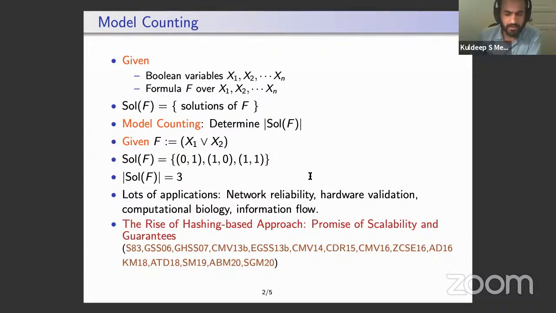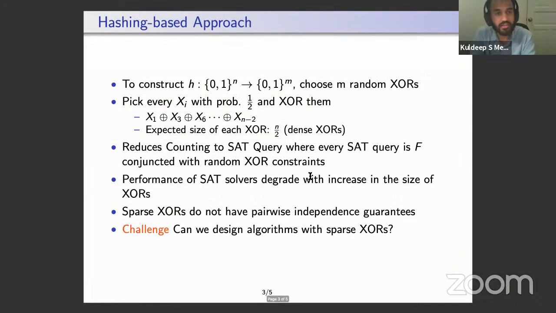In the last few years, there has been a lot of work on the hashing-based approach, where there's a promise of scalability and theoretical guarantees. Essentially, we construct a hash function, typically from the class of pairwise independent hash functions. For each of these, we construct m random XORs. The way we construct every XOR is that we choose every variable with probability half, and then we XOR them together. So the expected size of each XOR would be n over 2 if you have n variables.